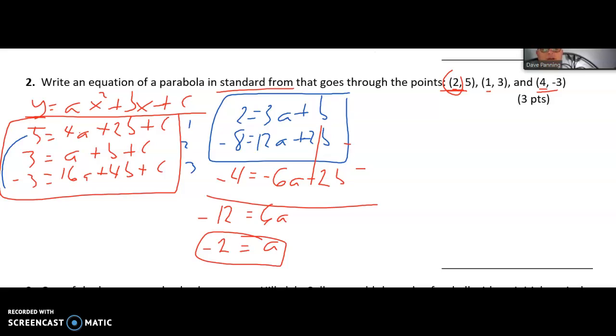Well, then I'm going to plug that a value into this equation to figure out what my b value is. And that equation then would look like this. I'll have 2 equals 3 times a. Well, that's 3 times -2, which is -6 plus b. So if I add 6 to both sides, b is 8.